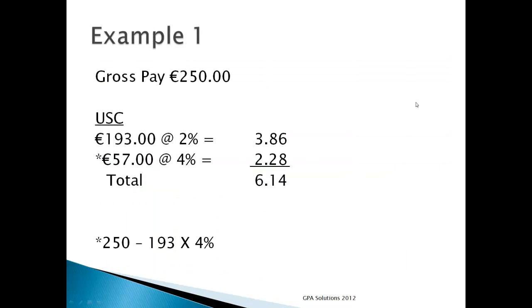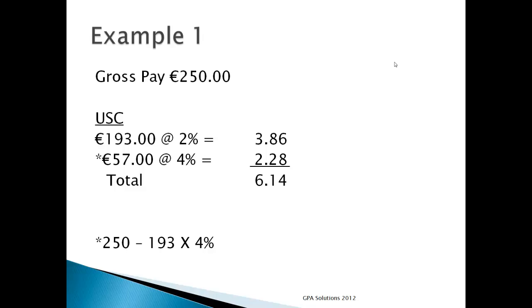In example 1 here, we're looking at an individual with a gross pay of €250. Because the €250 does not exceed €308, which is the cut-off point for the 4%, we know that all this income will be liable to 2% and 4%. It will not be liable to 7%.